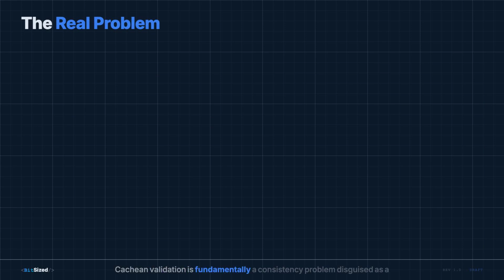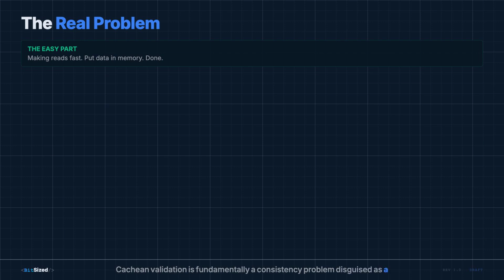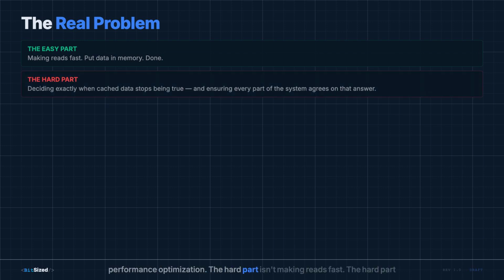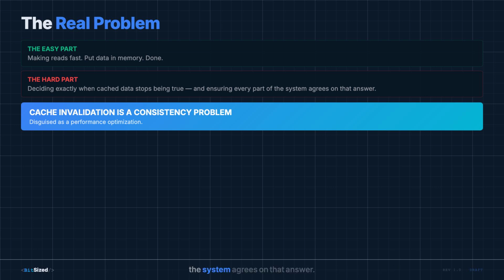Cache invalidation is fundamentally a consistency problem disguised as a performance optimization. The hard part isn't making reads fast. The hard part is deciding exactly when cached data stops being true and ensuring every part of the system agrees on that answer.